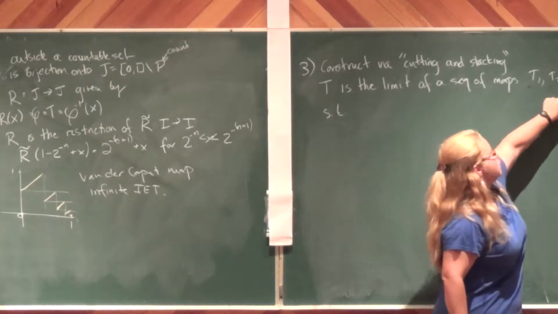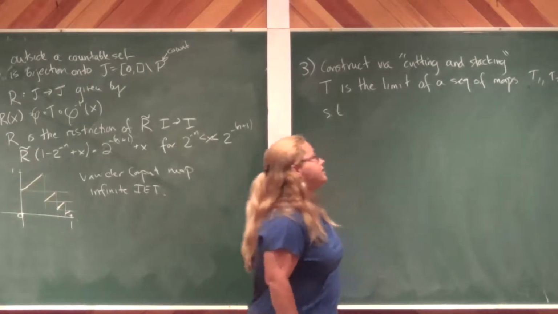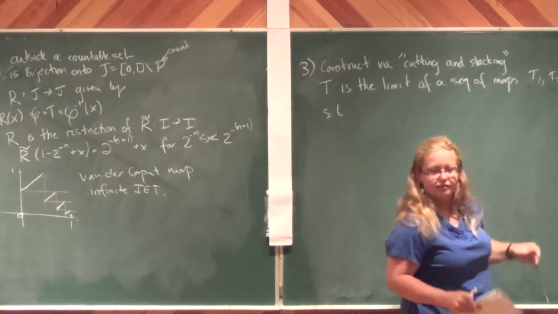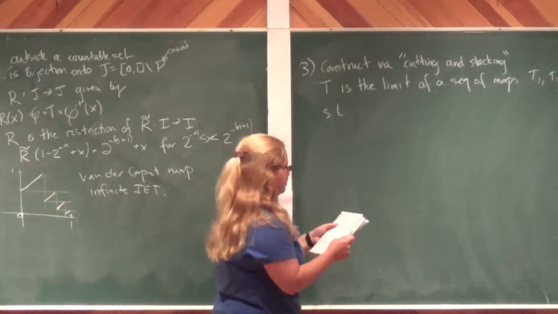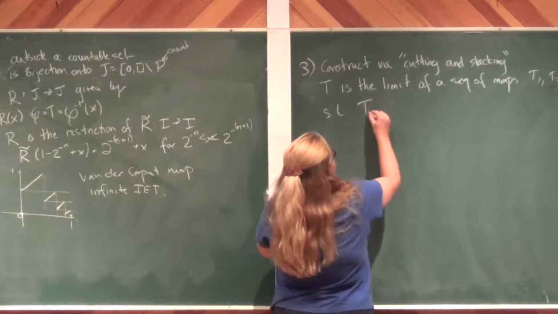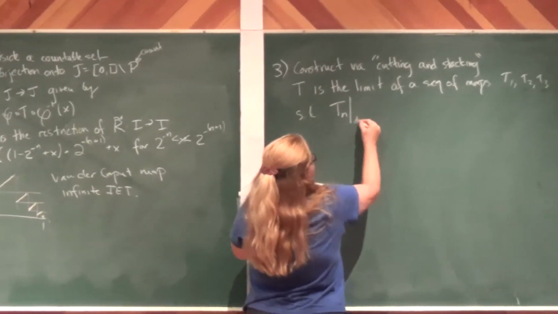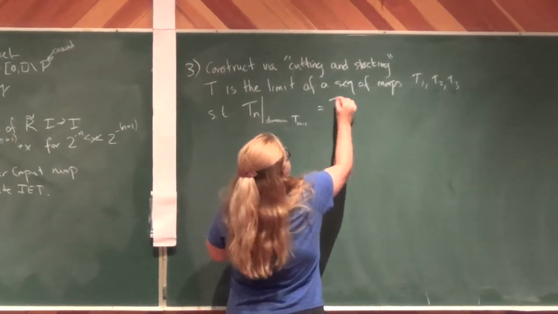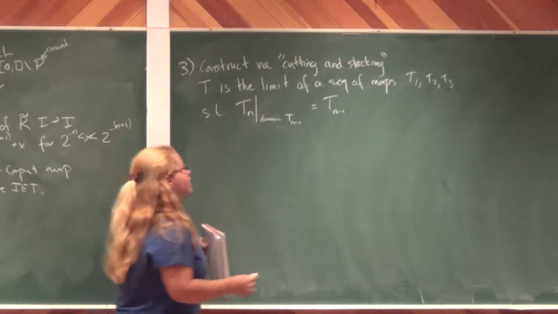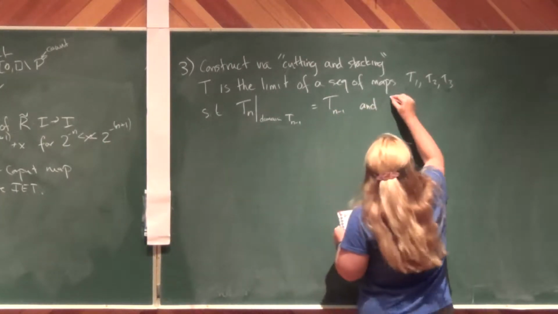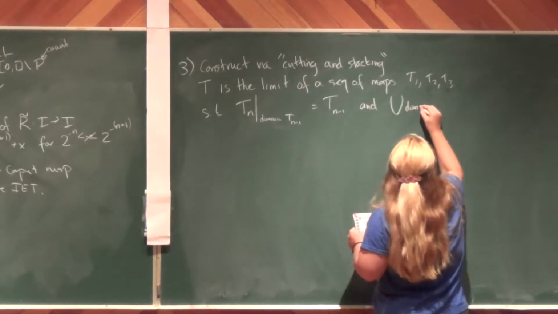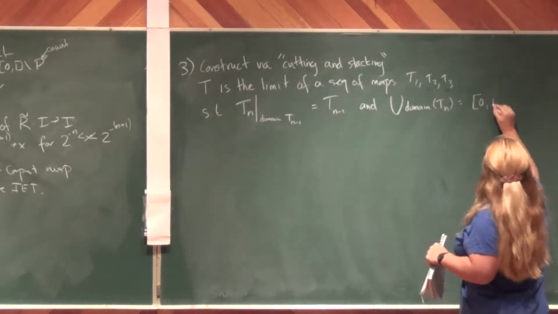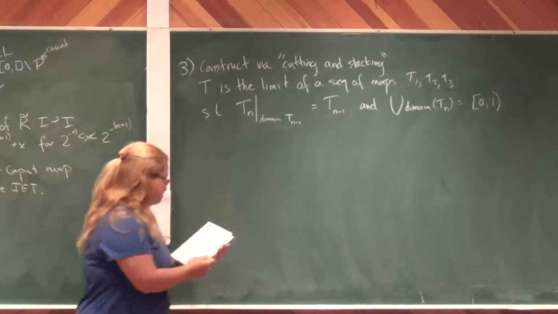which have the following property. Their domains grow as we go farther out the sequence, and the restriction of one map to the domain of the previous map agrees with the previous map. So write that down: if I look at the Tn-th map and restrict it to the domain of the Tn minus 1 map, it agrees with the Tn minus 1 map. And the union of all these domains, the domain of Tn, is the whole unit interval. Well, actually, we can open bracket on the other end.